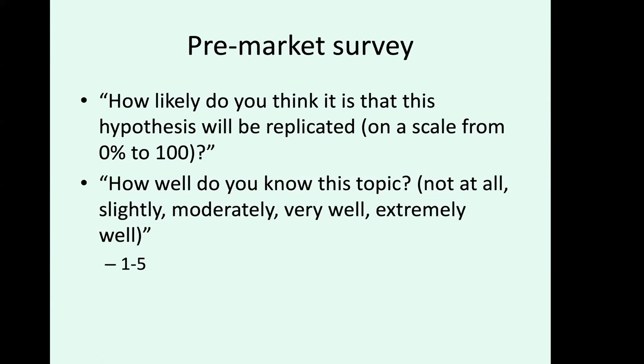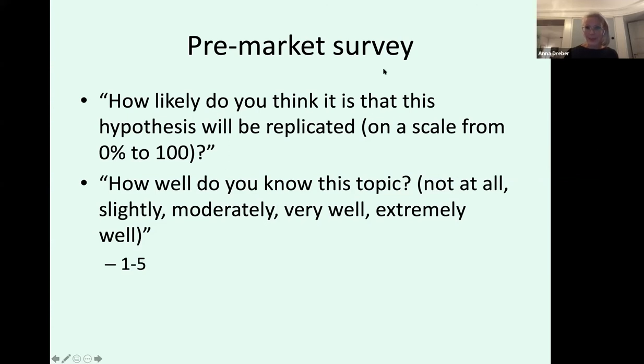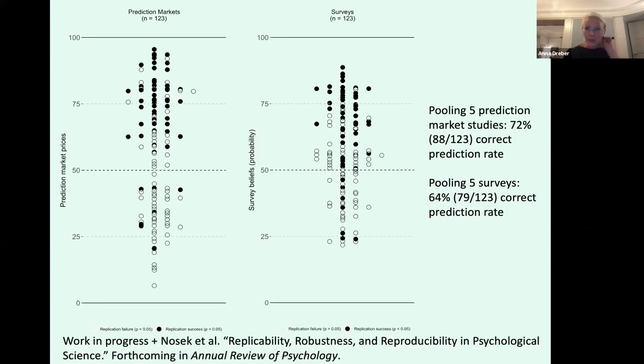And we define what we mean by replication outcome here. And we typically ask something about how well participants know the topic, so we know something about their level of expertise. And that's a variable that typically doesn't help us at all in predicting results. Okay, so what are the results?